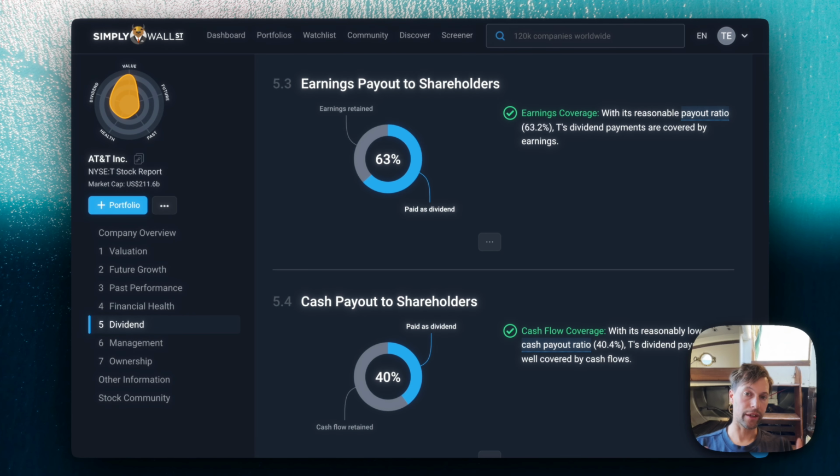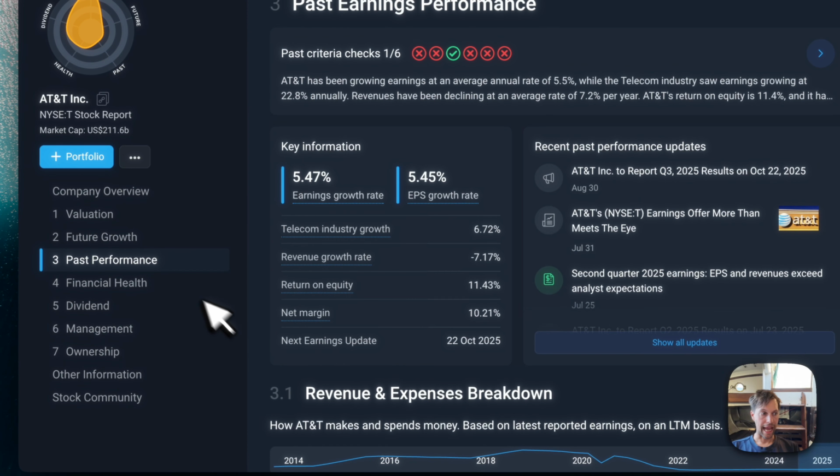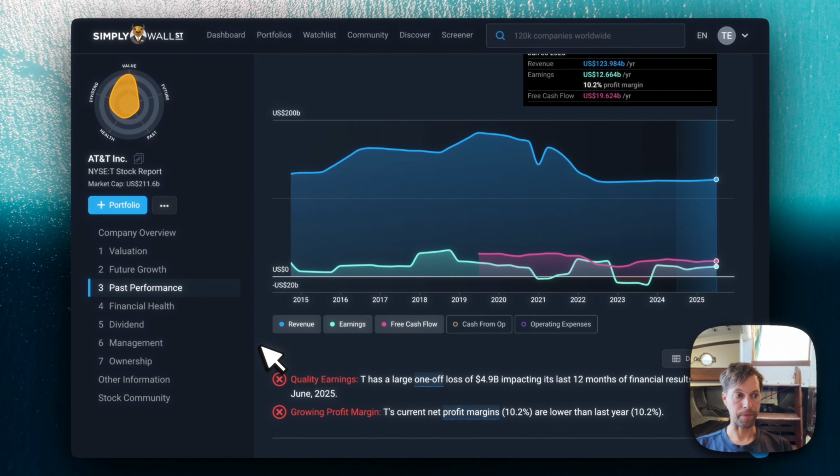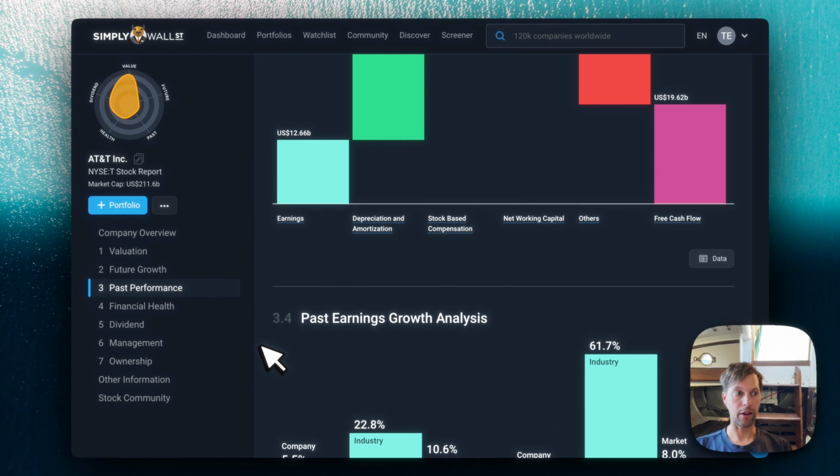Now, related to this, if you're interested, I'll do a separate video entirely on this topic, hopefully. But related to this, you can go to the past section, and you can go down and see how cash flows and earnings compare. In fact, for AT&T, you can see that the earnings and the cash flows are somewhat similar, but there's a lot going on in between that. But that's a subject for a completely separate video. Now back to the dividend section.